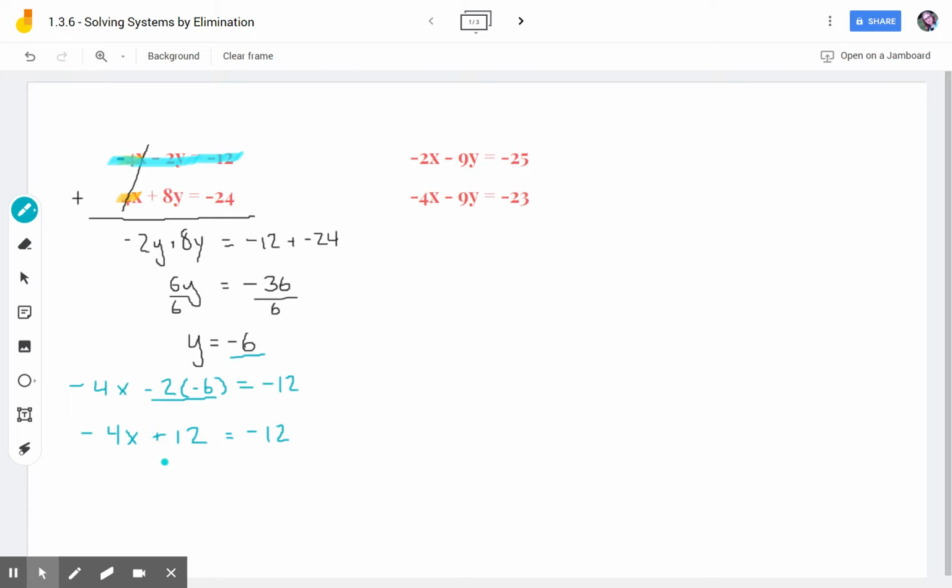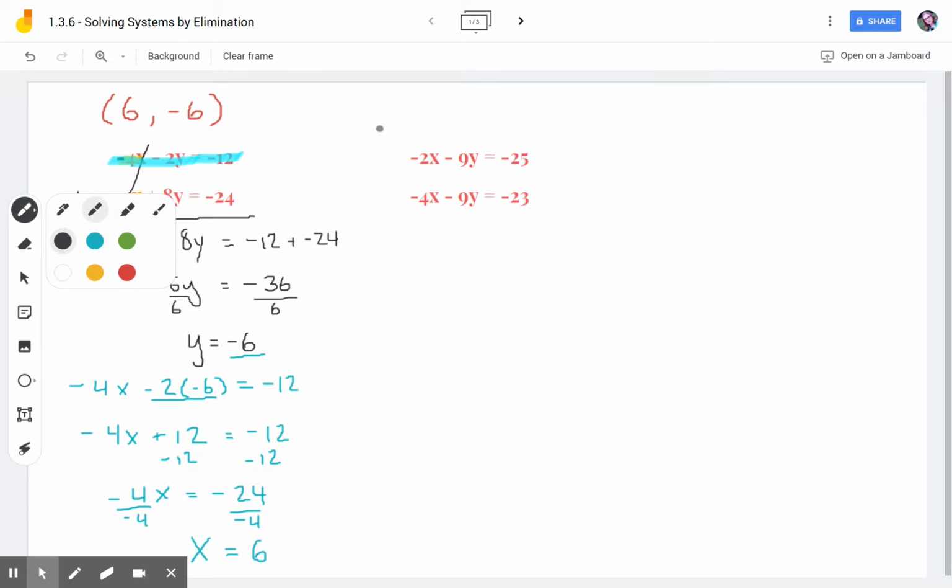Now to solve for x, I'm going to subtract 12 from both sides, and that leaves us with negative 4x equal to negative 24, negative 12 minus another 12. And then to get x alone, divide both sides by negative 4, and we will end up with x equal to positive 6. So my final solution here for this first problem, x comma y, x is equal to 6, y is equal to negative 6.